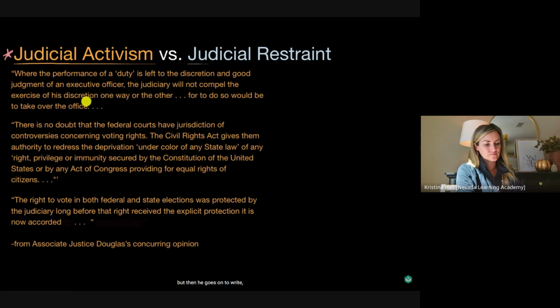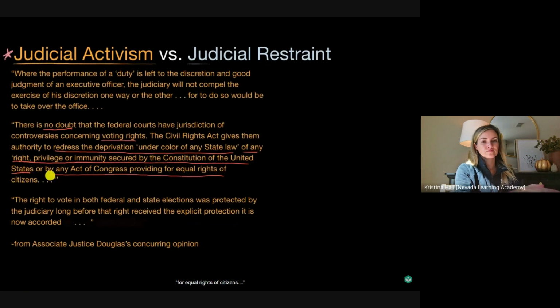But then he goes on to write, "There is no doubt that the federal courts have jurisdiction of controversies concerning voting rights. The Civil Rights Act gives them authority to redress the deprivation under color of any state law of any right, privilege, or immunity secured by the Constitution of the United States or by any act of Congress providing for equal rights of citizens." Really saying that, look, if the court can see that some right is being violated, some right that's described under the state law, under the United States Constitution, then the courts do have jurisdiction.